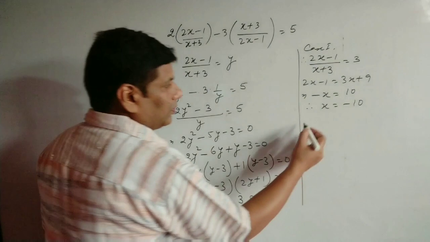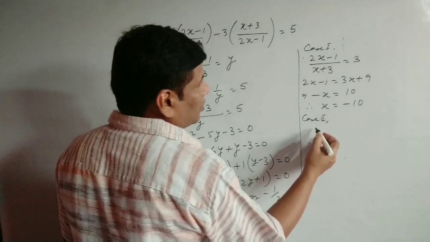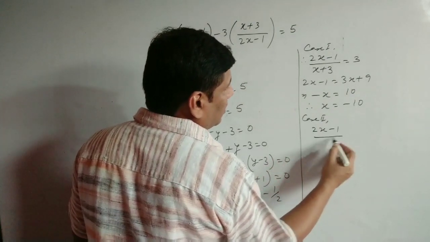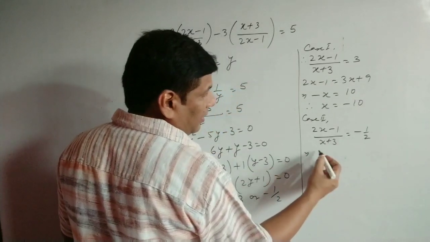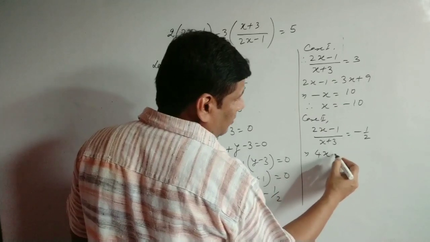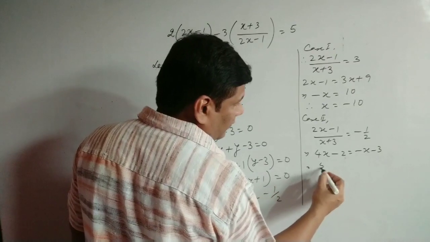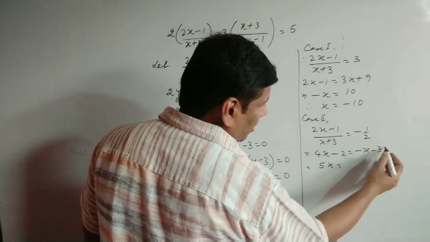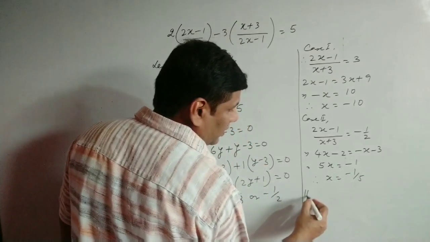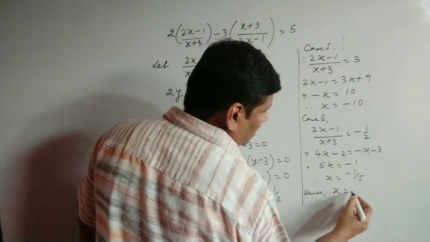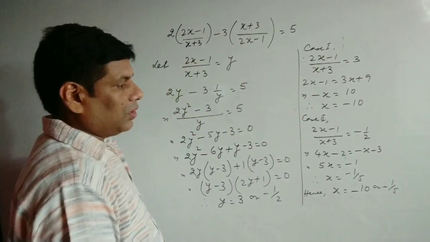In case 2, when y equals minus 1 by 2, we can write (2x minus 1) by (x plus 3) equals minus 1 by 2. Again cross multiply. 4x minus 2 equals minus x minus 3. So it becomes 5x equals minus 3 plus 2, that is minus 1. So x equals minus 1 by 5. Hence we can write the solution of x as x equals minus 10 or minus 1 by 5. So this is the solution of this question.